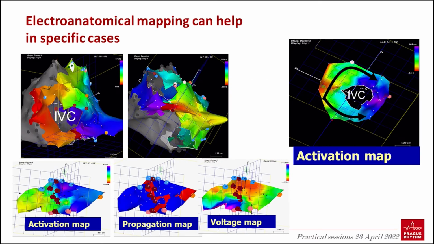Electroanatomical mapping can help in some specific cases. As you can see in an example here, we can see some gaps in the line, and on the right panel we can see an example of conduction from the lateral right atrium and around both sides of the IVC.